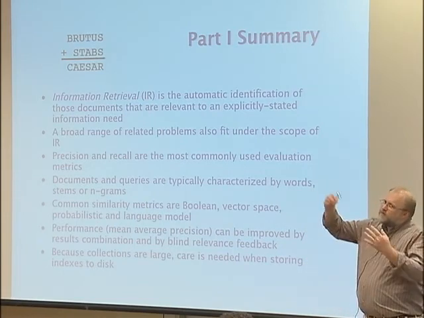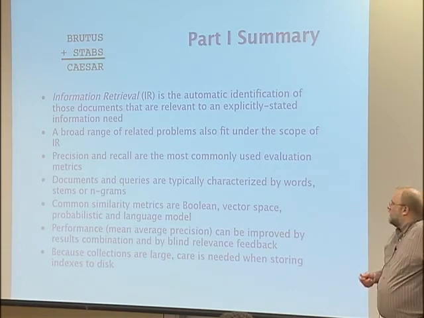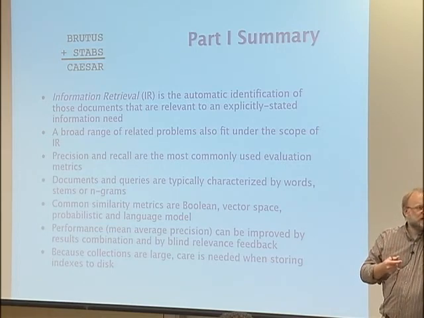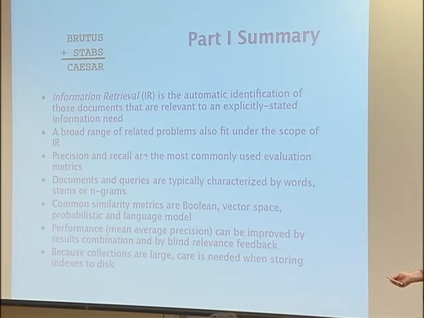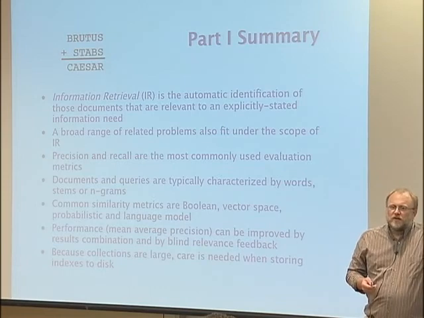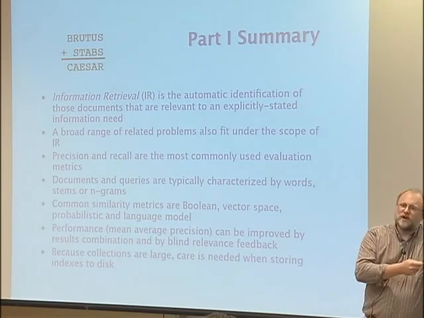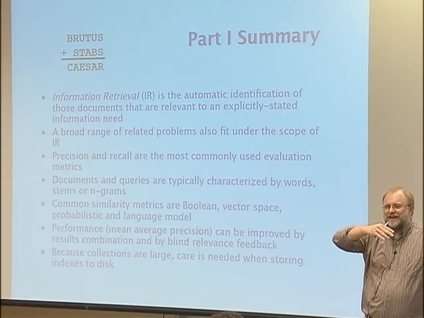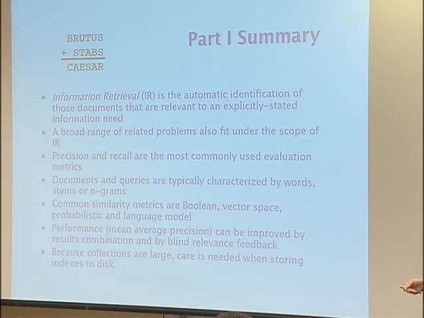There are a wide variety of problems that typically go under this information retrieval rubric. But the fundamental issue that is common to many of them is this ad hoc retrieval, matching a query to a document. Precision and recall are the most commonly used evaluation metrics, often combined into a single number, which combines the precision and recall by taking the area under the curve and averaging that over many queries. So that's where you get this mean average precision.